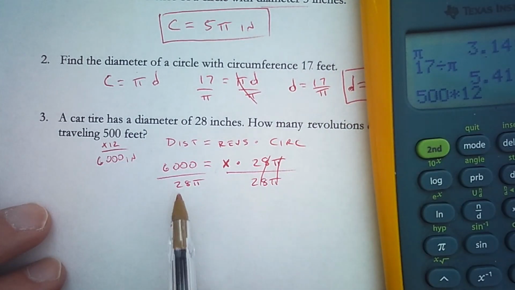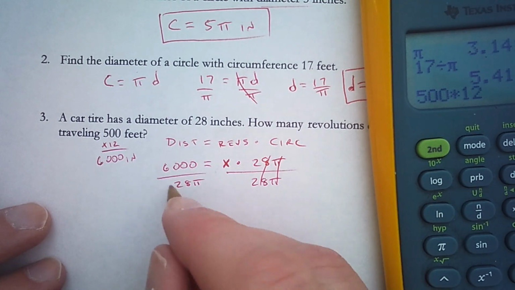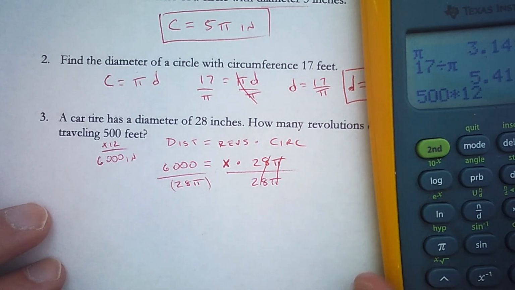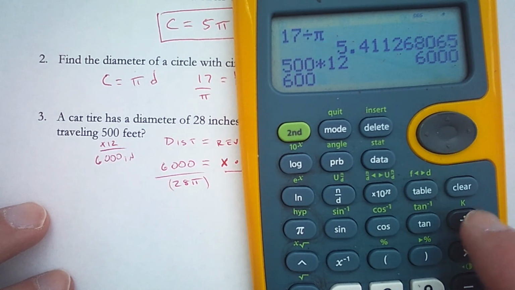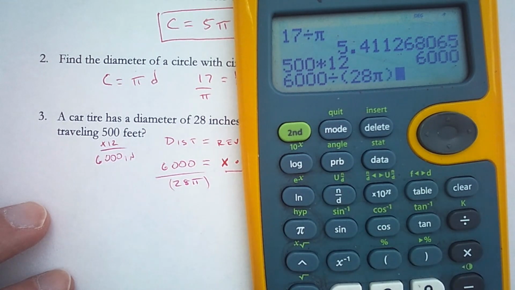Okay, now to get x by itself, I can divide both sides by 28 pi. Okay, but I have to be careful. When I divide this, I actually need to put parentheses around this denominator, so I'm dividing by that whole denominator. So 6,000 divided by parentheses, then this denominator, 28 pi.